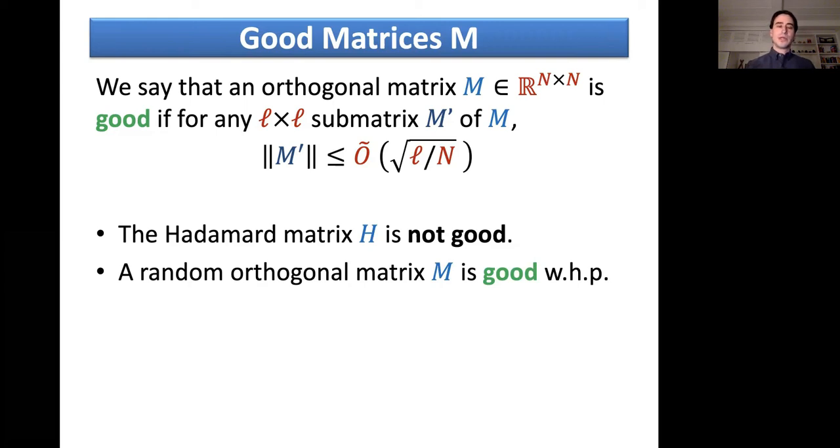So let's see the two extreme cases. When L equals 1, we want all the entries of the matrix to be of magnitude roughly 1 over square root n. This holds for the Hadamard matrix.